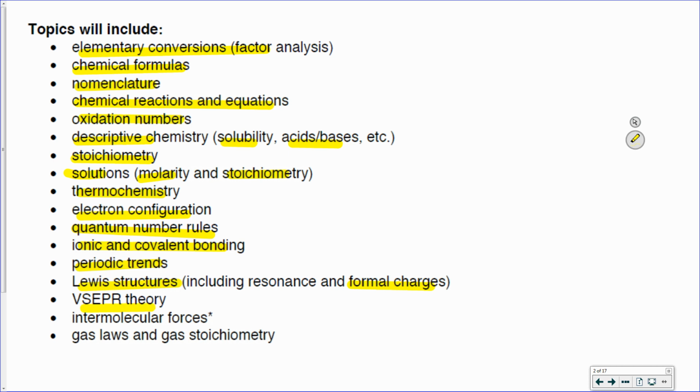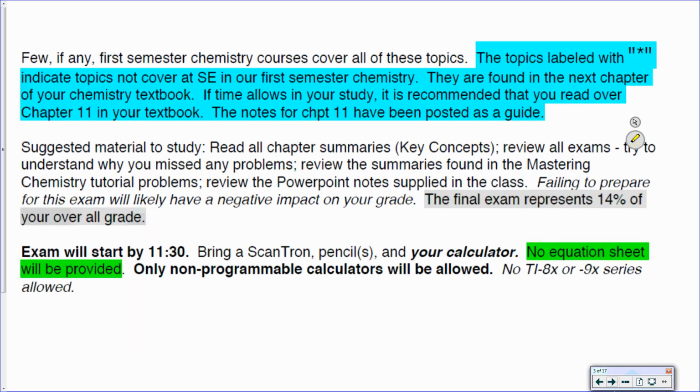The things that we didn't talk about are the intermolecular forces. That's actually chapter 11 for us. If you want to study some extra, you can study ahead and look at chapter 11. And then the gas laws, which we covered quite extensively. So that's the things that are there.